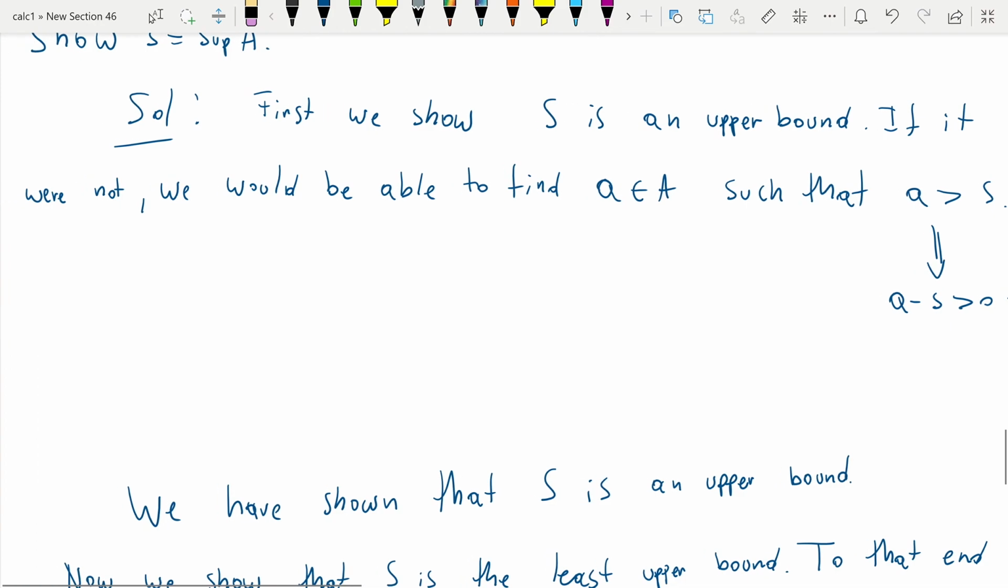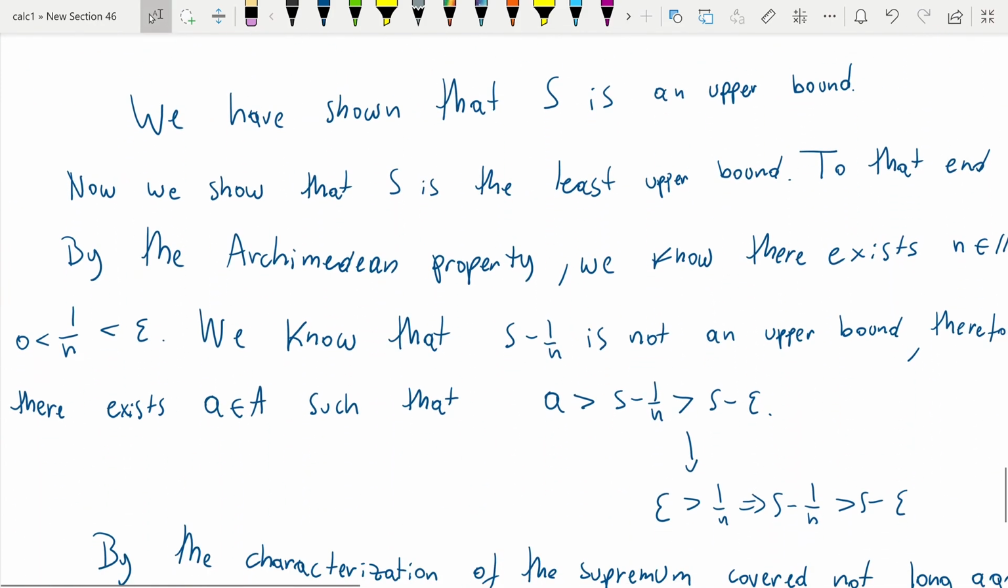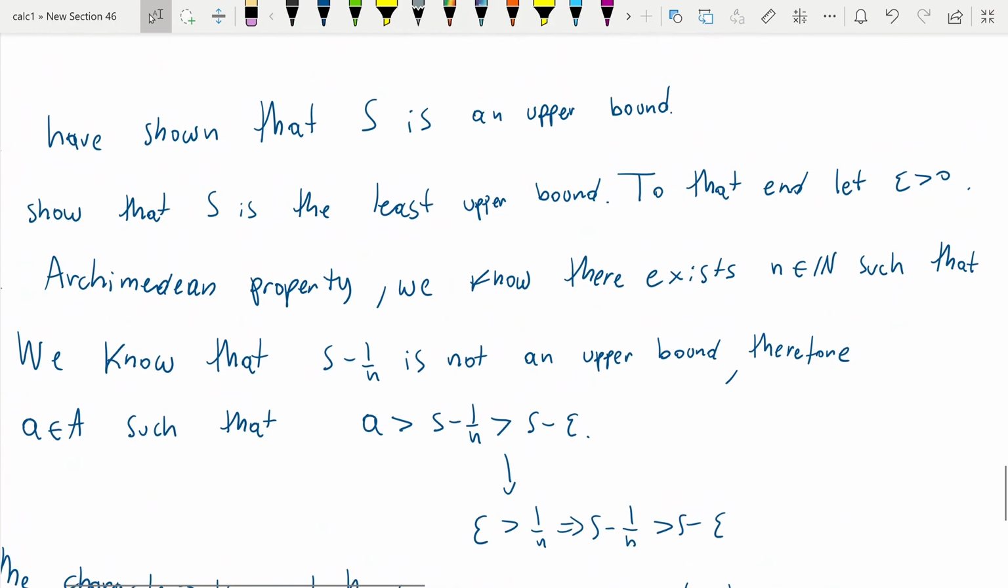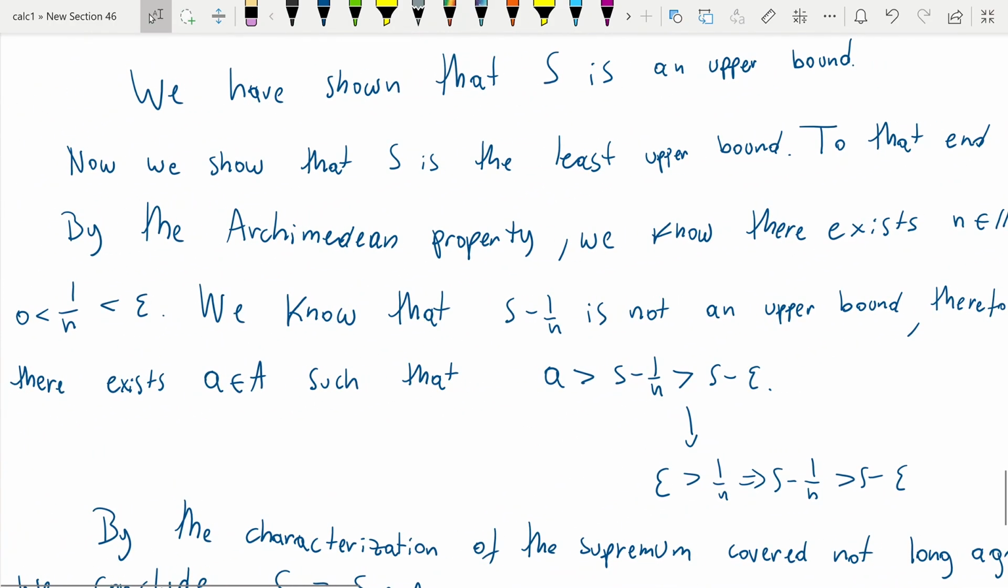In the second part, we just need to pick any epsilon greater than 0 and find a 1 over n that is smaller than that epsilon. And of course, 1 over n is still greater than 0, but then that allows us to show that we can find an element in A that is bigger than this S minus epsilon. And that shows, by the characterization that we had before, that S is indeed the least upper bound, the supremum.